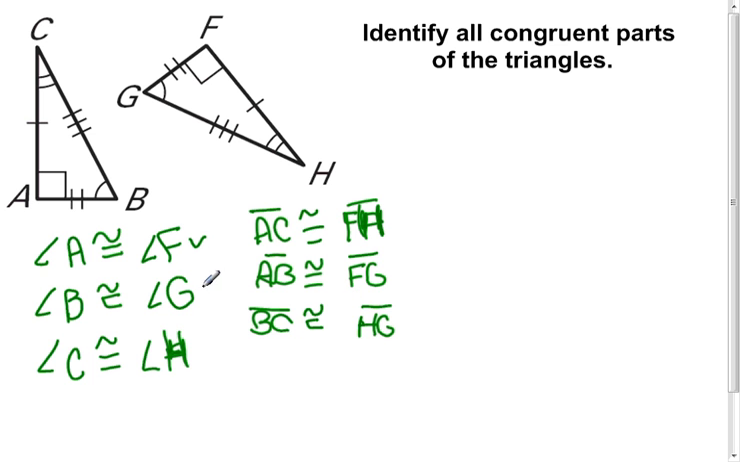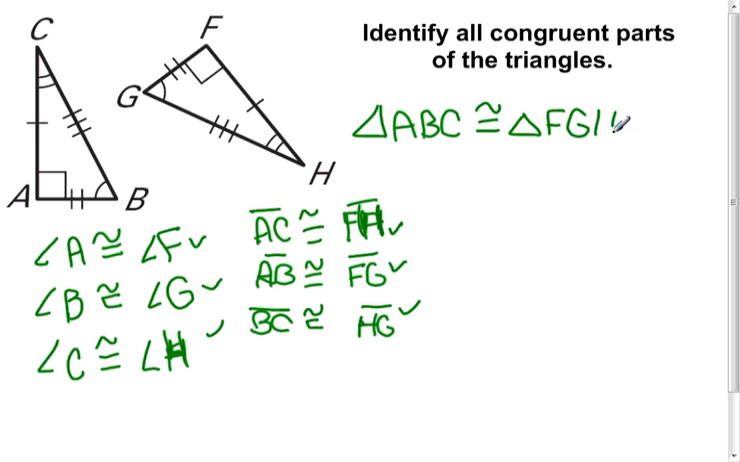So we got all the angles, all the sides, so we can write what's called a congruence statement now. We know that triangle ABC is congruent to triangle FGH. Now, order is extremely important in writing what this thing is called. Again, it's a congruence statement.